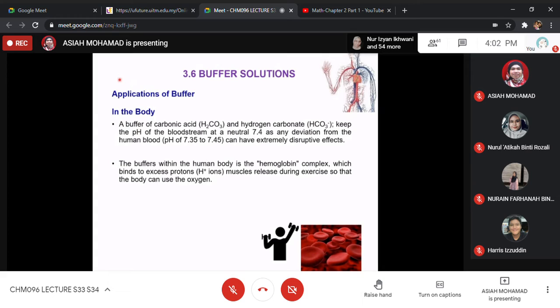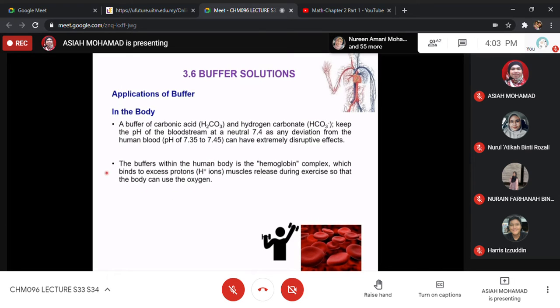Now let us look at the applications of buffer, or the importance of buffer in our body. Fortunately, you have buffer in the blood to protect against large changes in pH. The buffer in blood is composed of carbonic acid and its conjugate base, which is hydrogen carbonate. This buffer system keeps the pH of the bloodstream at a neutral 7.4, as any deviation in human blood can have extremely disruptive effects.